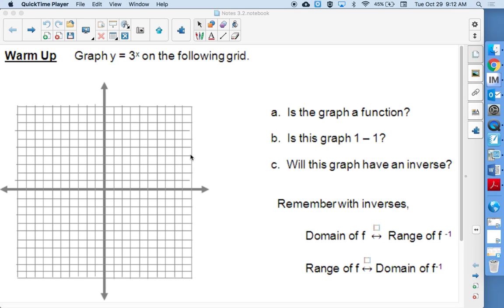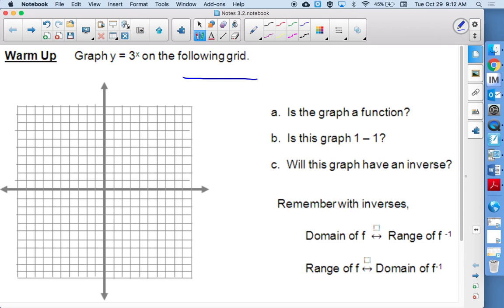All right, so the warm-up, just a little refresher of what an exponential function looks like. So we have y equals 3 to the x, and making ourselves a little graph, plotting a couple of points.